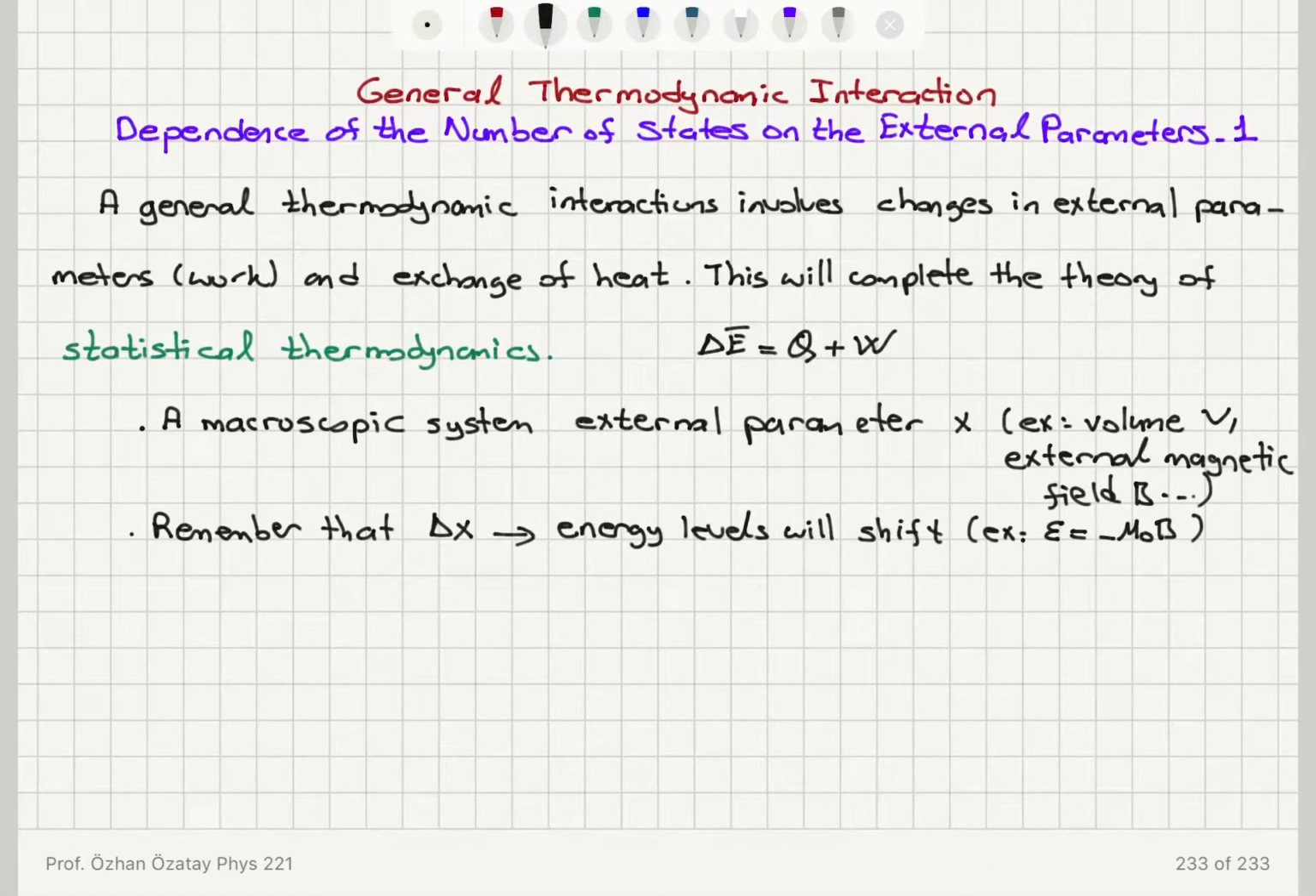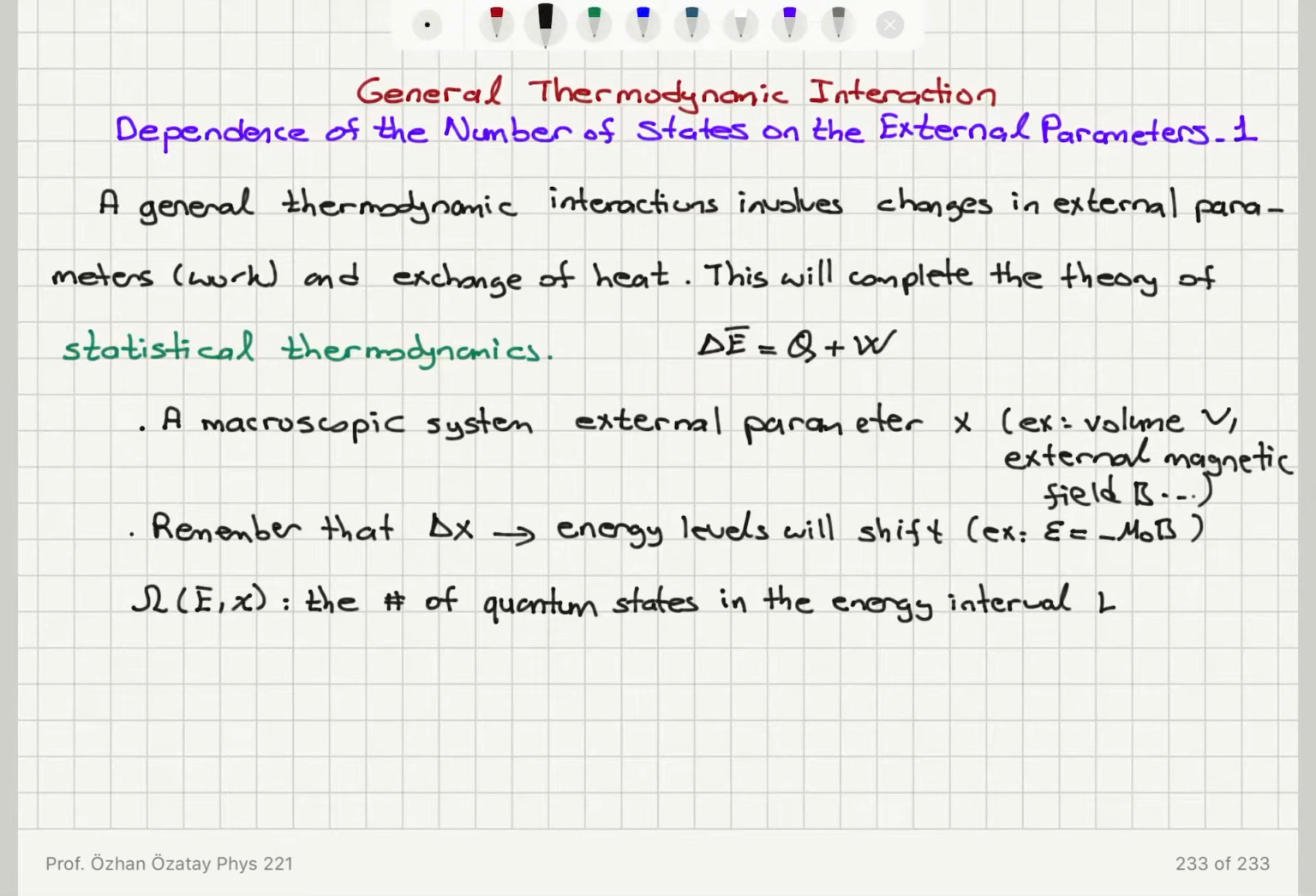Now we call omega as a function of E and X the number of quantum states, these are accessible quantum states in the energy interval E to E plus delta E. And this number of accessible states to the system also depends on the external parameters of the system X. So that's basically what I would like to find out, how the number of accessible states changes with the external parameter X of the system.